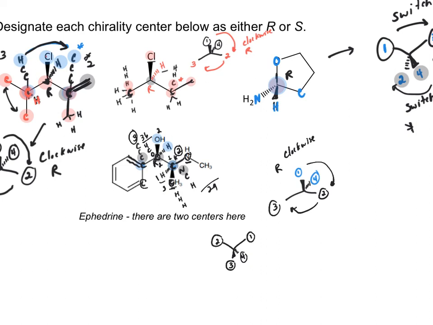Okay, so 4 is already on the dash. We don't have to worry about that. But now we get one difference here. To get from 1 to 2 to 3, we go counterclockwise. And that means we are S, sinister. So we have an R here, and then this guy is an S.